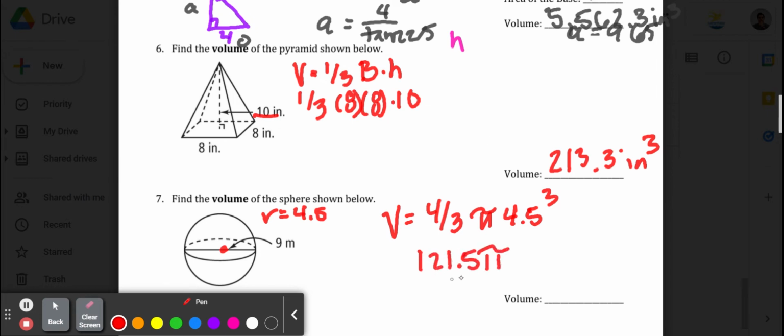We could leave it like that. I don't normally like having a 0.5 with a pi. That's about as bad as I would leave it, but I'm going to multiply by 3.14, and I'll get my final answer is 381.5 cubic meters.